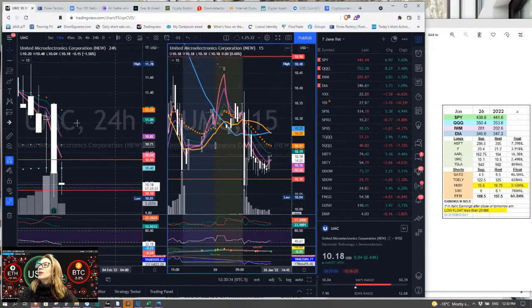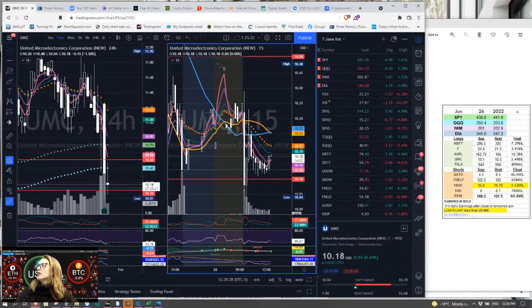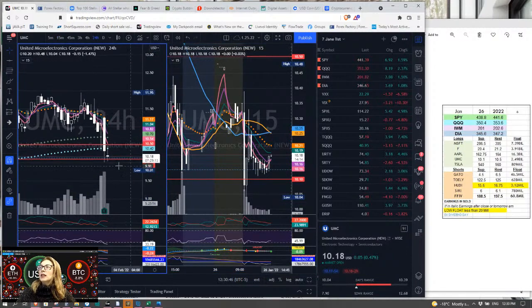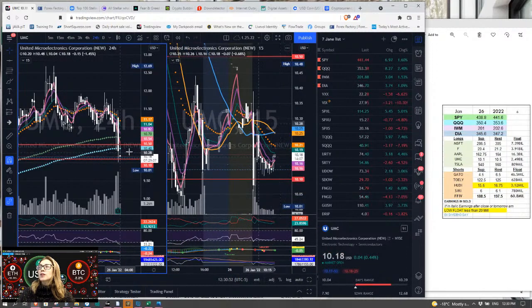So UMC, United Microelectronics, had earnings. Usually I will put them in bold, and it hasn't done too much. Now it does have 2.49 billion in the float over here, so it takes a lot to move it, and it's in a bearish motion. So maybe they're just positioning for that next big move, whether it's going to be down or up. Definitely some positioning looks like happening over there.